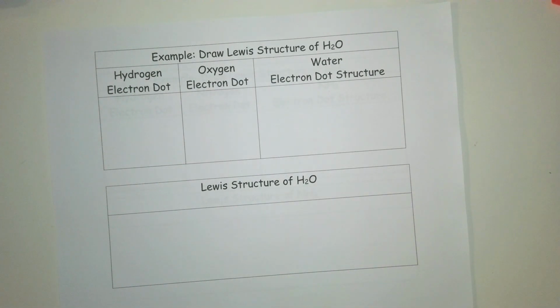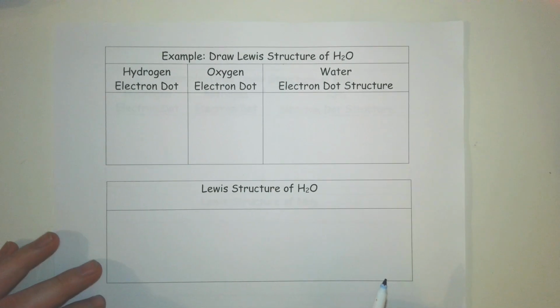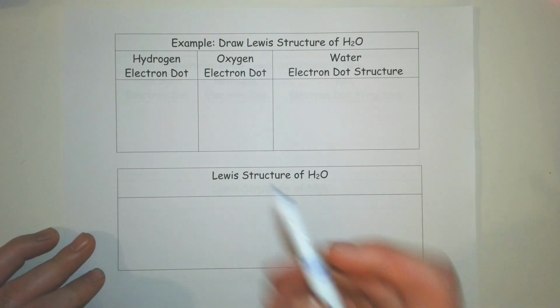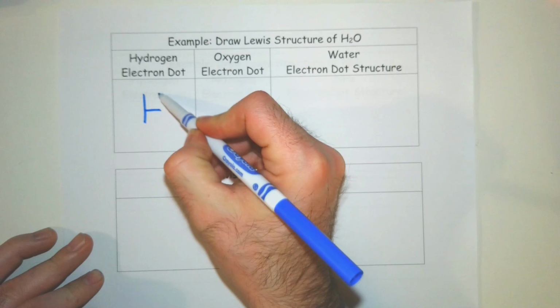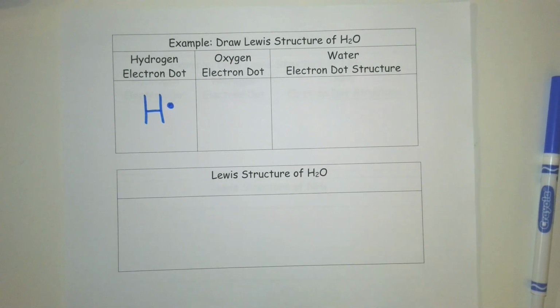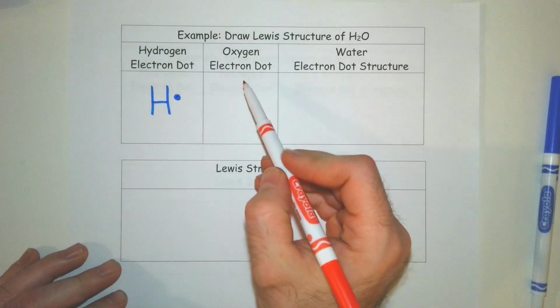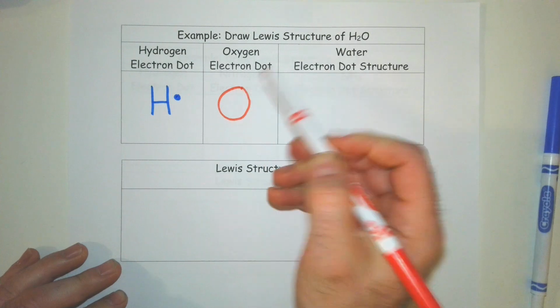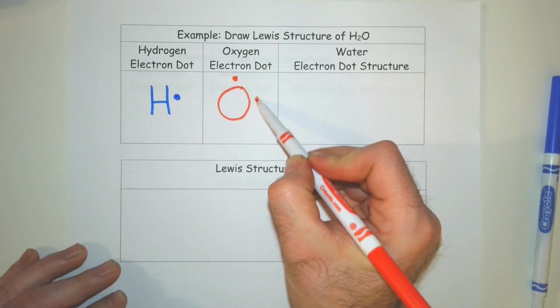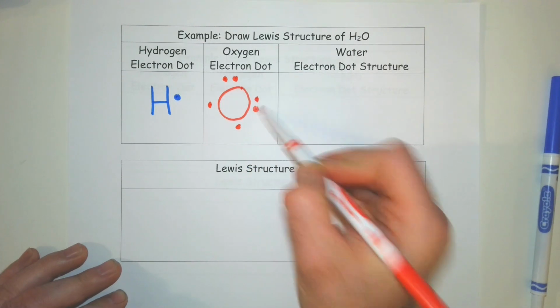This is a very important example. And so now we have H₂O, water. So hydrogen, just as we saw, has one valence electron because it's a group 1 element. So I'm going to put that there. And for oxygen, oxygen is in group 16, so it's going to have 6 valence electrons. 1, 2, 3, 4, 5, 6.